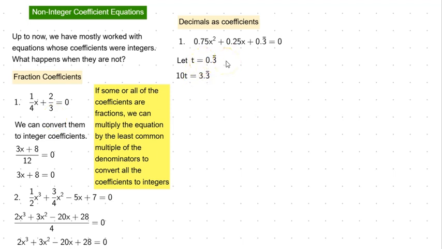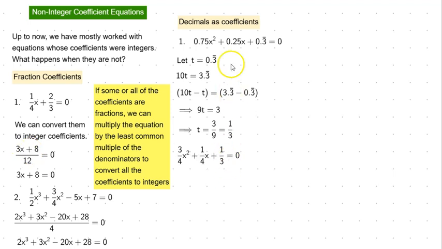Multiply both sides by 10. So 10t is equal to 3.3 bar. Now subtracting, 10t minus t is equal to 3.3 bar minus 0.3 bar. We get 9t is equal to 3. So t is equal to 3 by 9, which is 1 by 3.